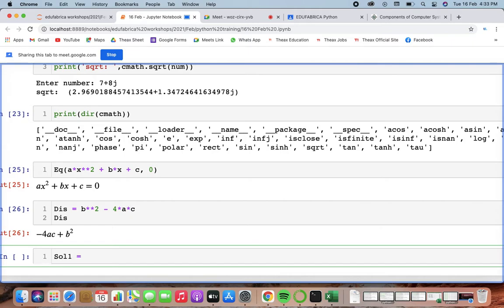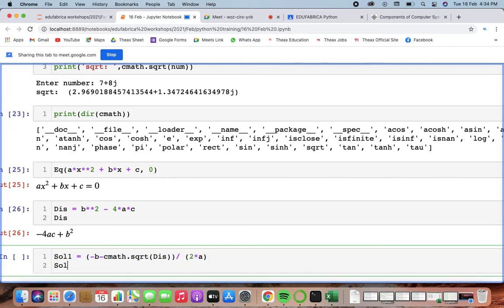The solution 1 would become minus b, and since it is a quadratic equation, arbitrary expressions would be there. Your results would be in both minus and plus, so we'll be using square root, complex mathematics, cmath. So minus b minus cmath.sqrt of this discriminant value, whatever d would be, and this would be divided by 2a. Something like this, what you calculate. This would be solve 1.